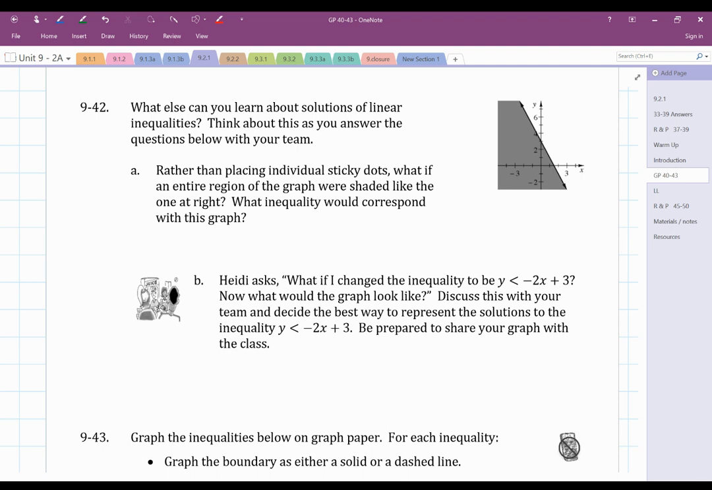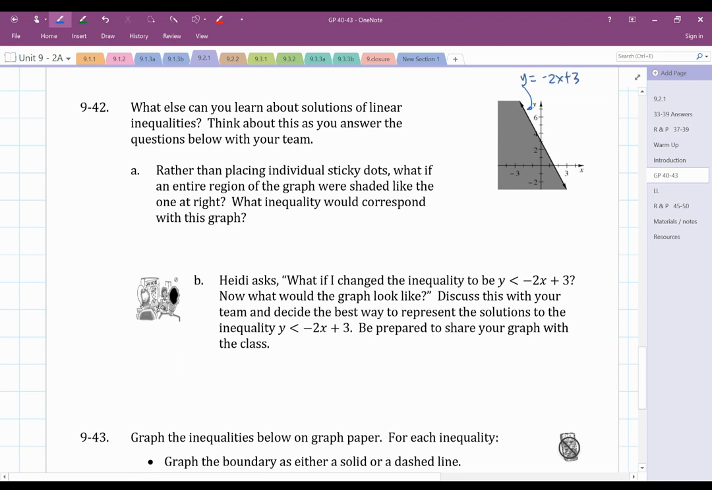Oh, you wanted to write what inequality would correspond with this graph? That's okay. You can write the equation on the board. What inequality can correspond? Remember our inequality earlier was y is greater than. This is the same line, actually. This is the same line, y is equal to negative 2x plus 3.